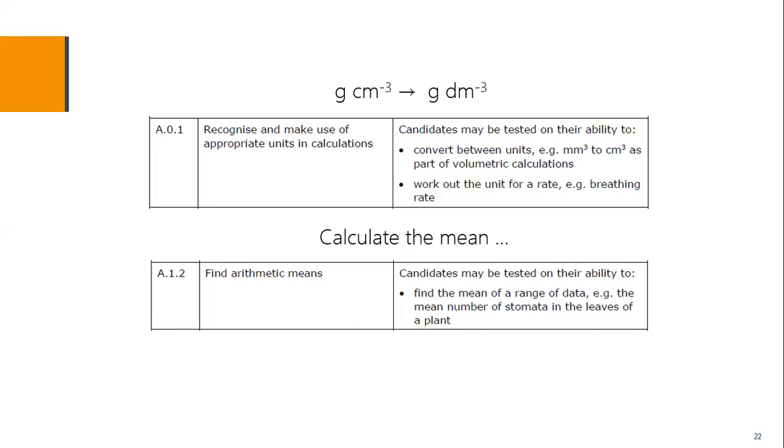But this specifically asked them to give their answer in grams per decimetre cubed, so they're being tested on their ability to convert between units and to find a mean. And there will be many occasions where they need to find a mean when they're looking at experimental data.